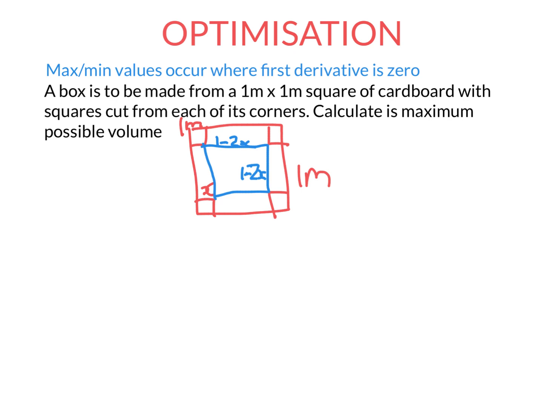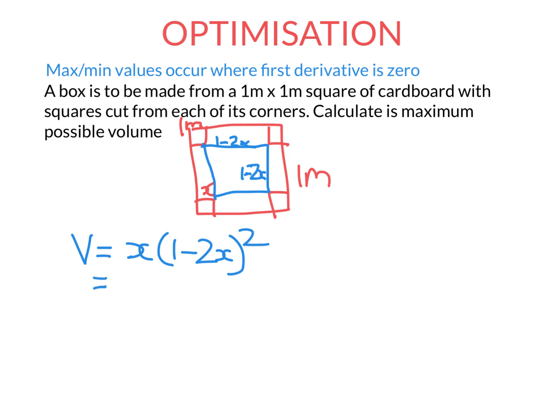So it turns out that the volume of this box is going to be length, width, and height multiplied together. The width and length are both 1 minus 2x, so I can write it like this. If I want to find out where this is a maximum, I need to differentiate this function. I can use the product rule for this, or I can expand this. Either way doesn't matter. I'm going to use the product rule.